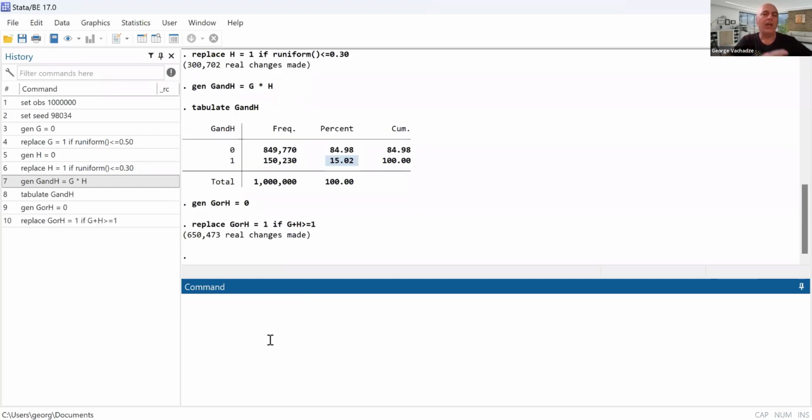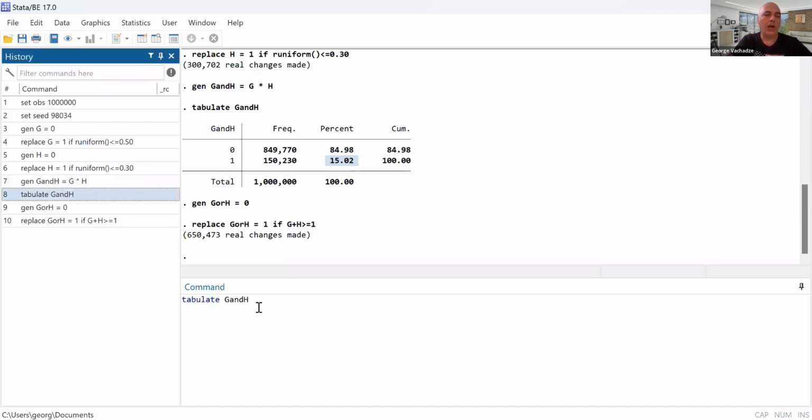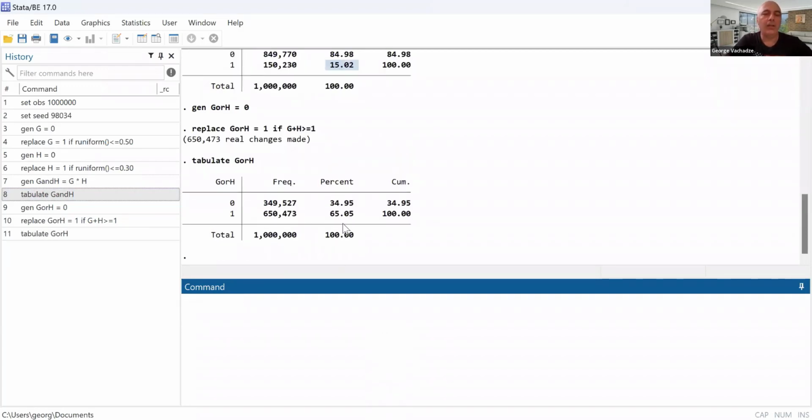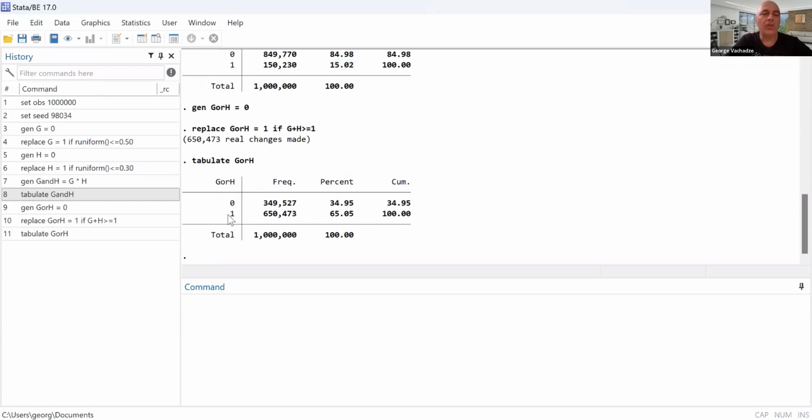So I will say G or H, and now I will tabulate G or H, okay? I will tabulate G or H, and see here G or H takes value 1 with probability 0.65. So that basically gives us the solution by simulation. And finally, we want to simulate and get the probability that the student takes the math class conditional on the student taking the science class, right?